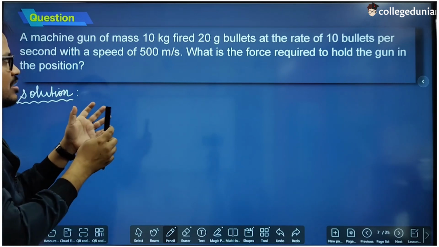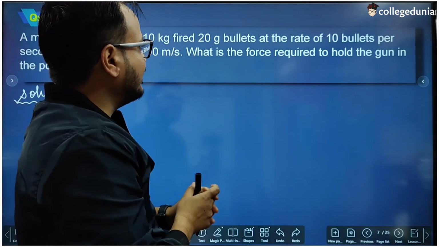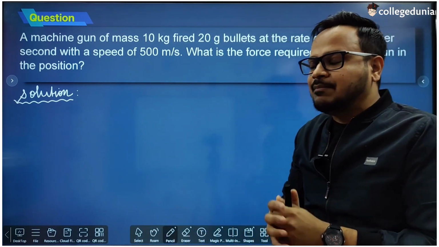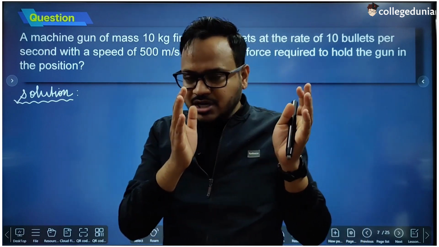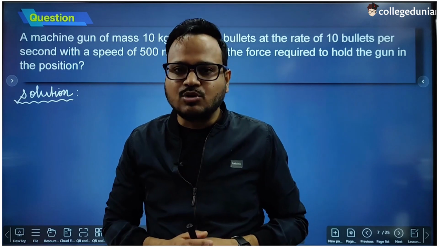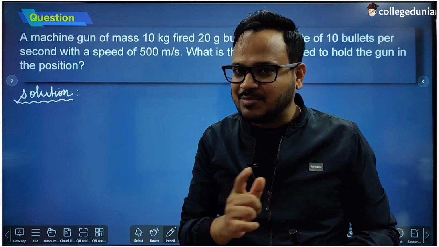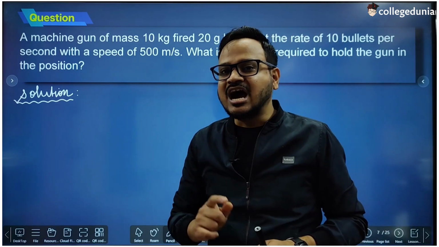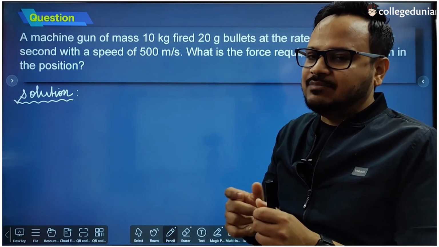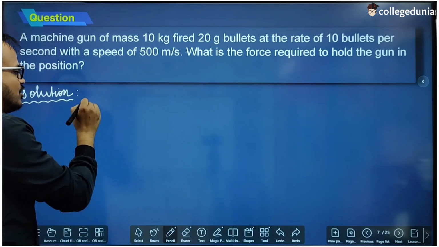Okay, what's happening here? There is a machine gun of mass 10 kg and it is firing bullets at the rate of 10 bullets per second, and the mass of each bullet is 20 grams. Initially the bullets were part of the gun, and now if the gun is firing those bullets, then the mass of the gun is decreasing with time, and if the mass is decreasing, then momentum is changing, and the momentum is changing, a force will act on the gun. So we have to apply an equal and opposite force to keep that gun in position, right? And we have to find the value of that force.